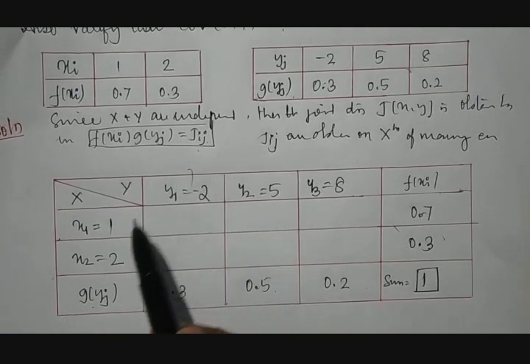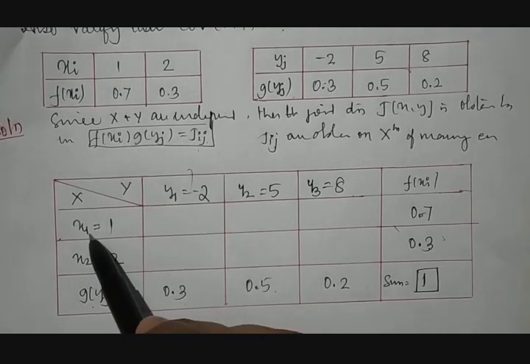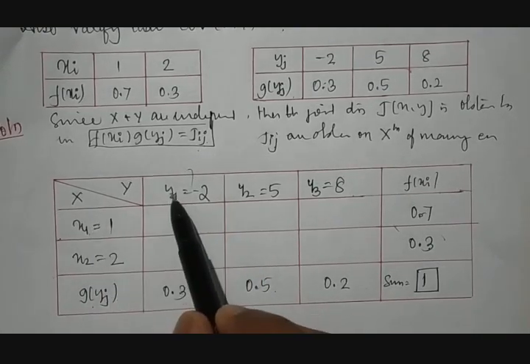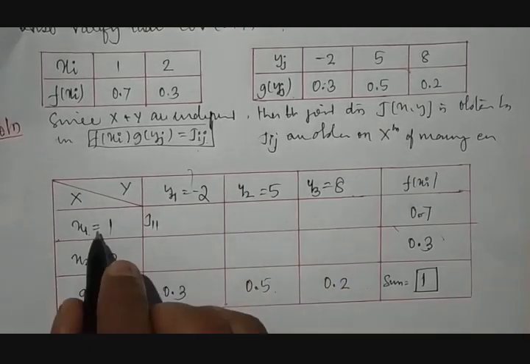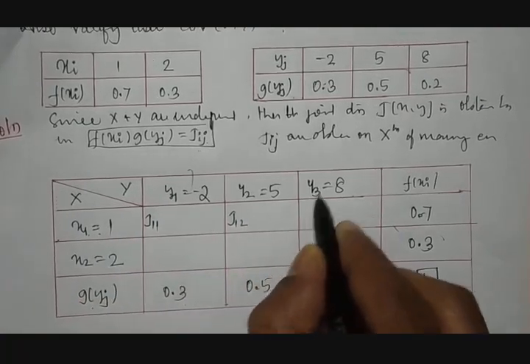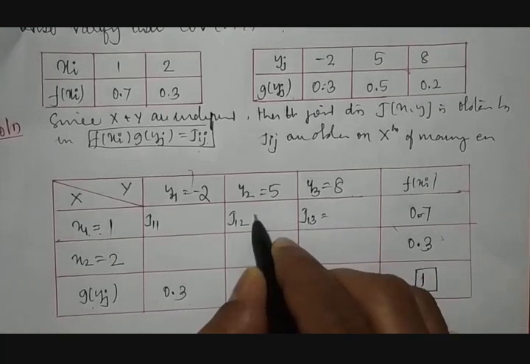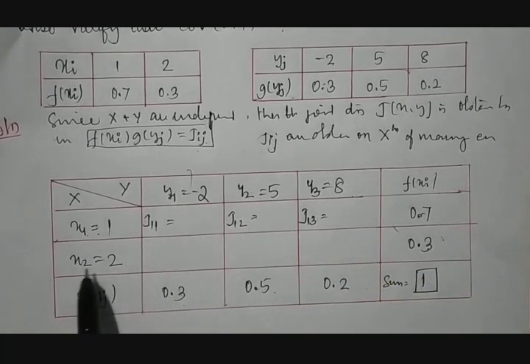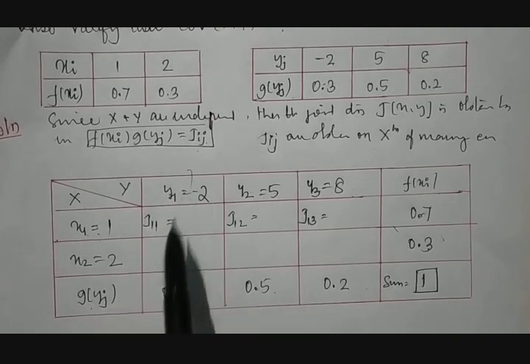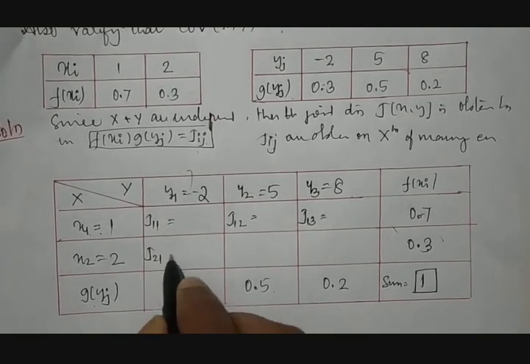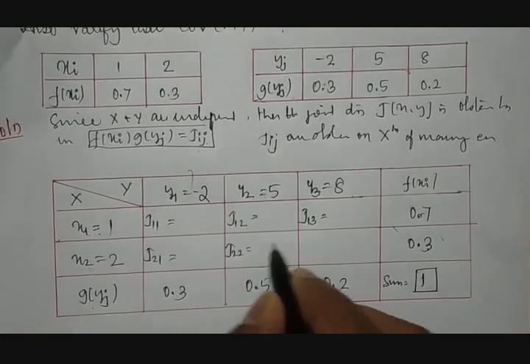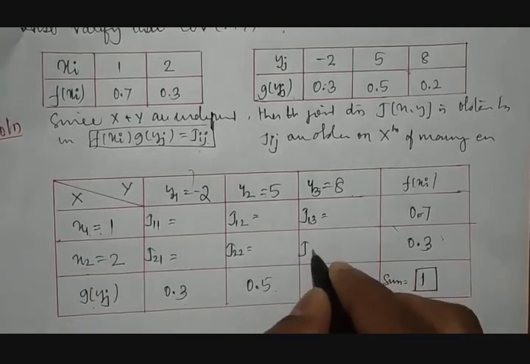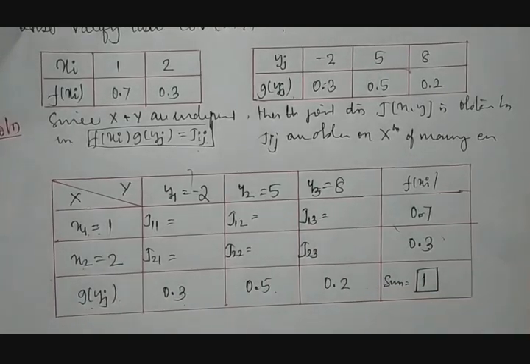J_ij means what? J, the joint probability with respect to x and y. x1 y1 joint is J11. Then here it will be J12, here it will be J13. Next here J21, here J22, x2 y2, and here J23, x2 and y3 joint. So this will be the calculation which we need.